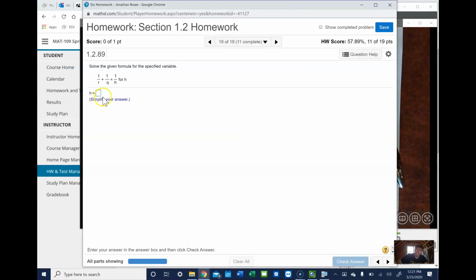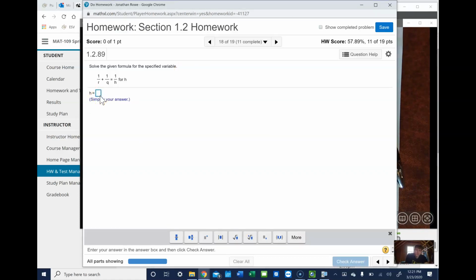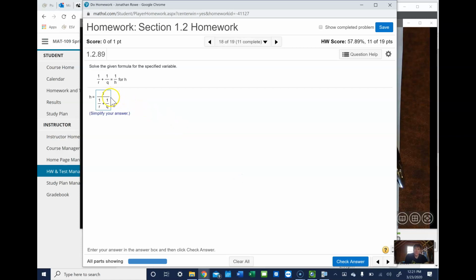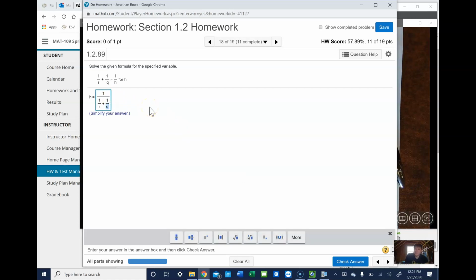Let me type this in MathXL. So I've got, let me use my fraction bar here, 1 over, and then I've got 1 over r plus 1 over q. And I think it's going to accept that. It did not accept that, which means it wants me to keep going to that other answer that was a little bit more involved. Because it says simplify your answer, and I guess it's saying this is not the simplified answer. So let me go back and put in the other answer that I got after I simplified the whole thing.